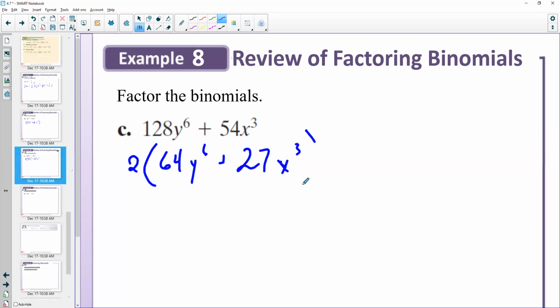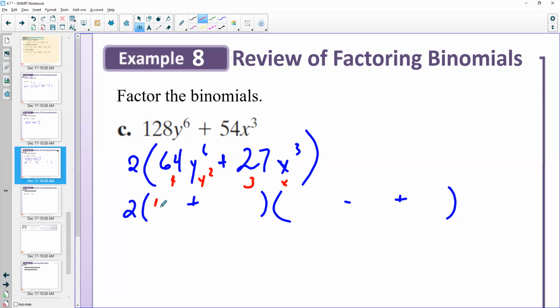Okay. Well, now what do you see? I see a sum of cubes. So let's set that up right. Okay, keep the 2. And a sum of cubes, the plus goes first. Now let's think about the bases. The base cube of 64 is 4. I'll write that in a different color. For y to the 6th, it's y squared. For 27, it's 3. And for x cubed, it's x.